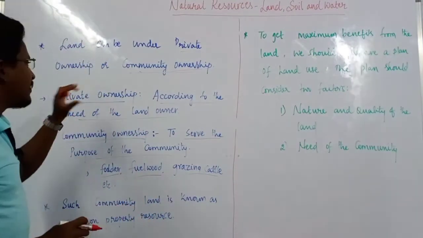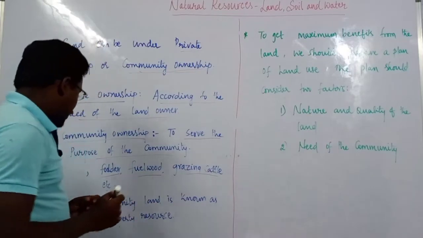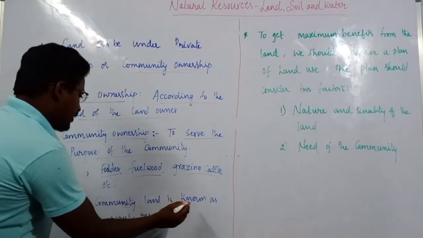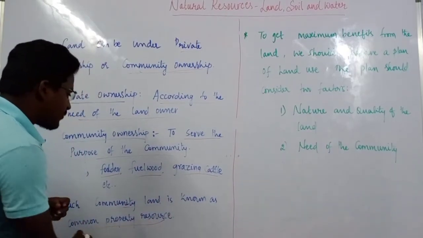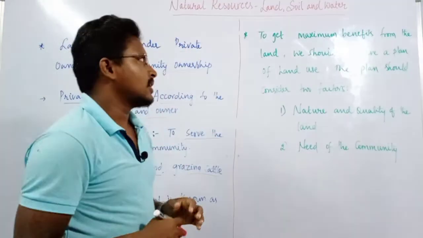Whereas in private ownership, it is according to the wish of the landowner. And that's why this community land is also known as common property resource. That means it does not belong to a single person.